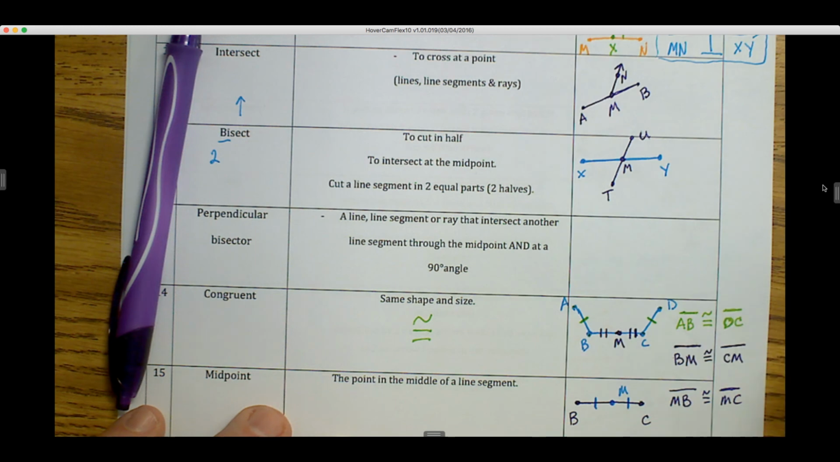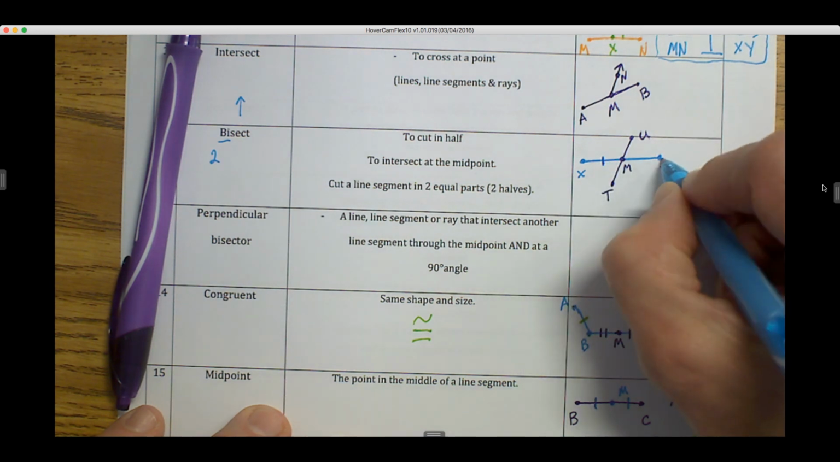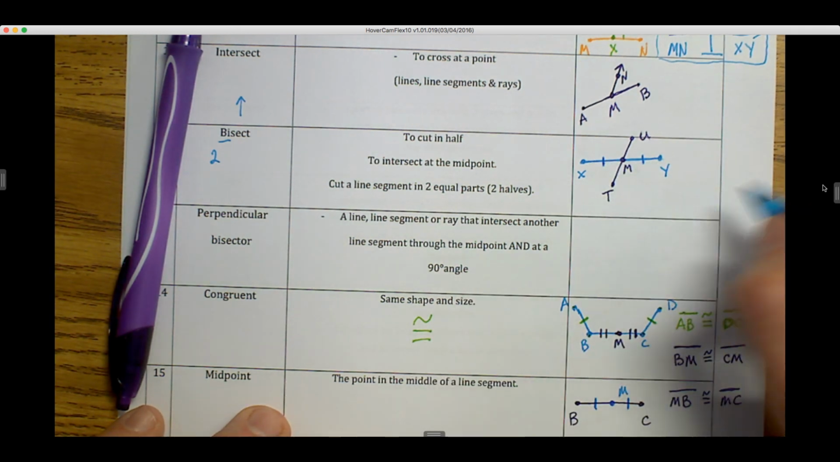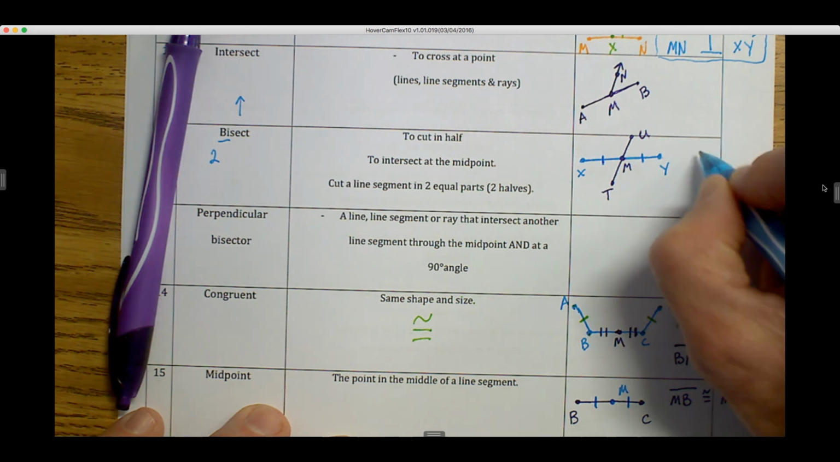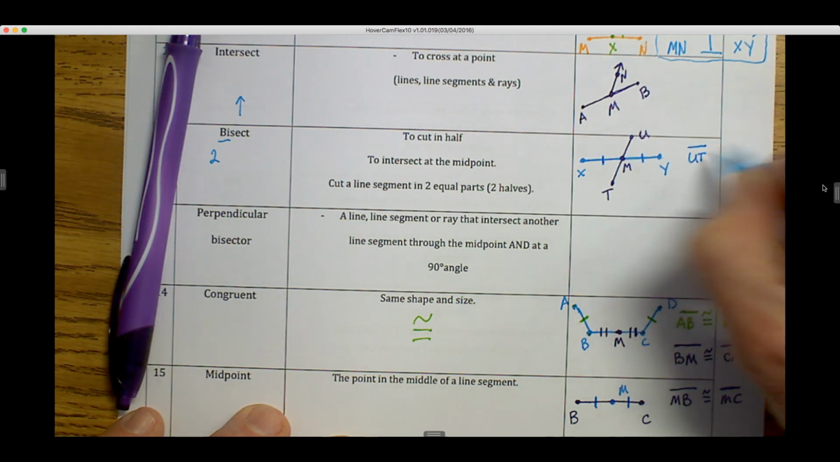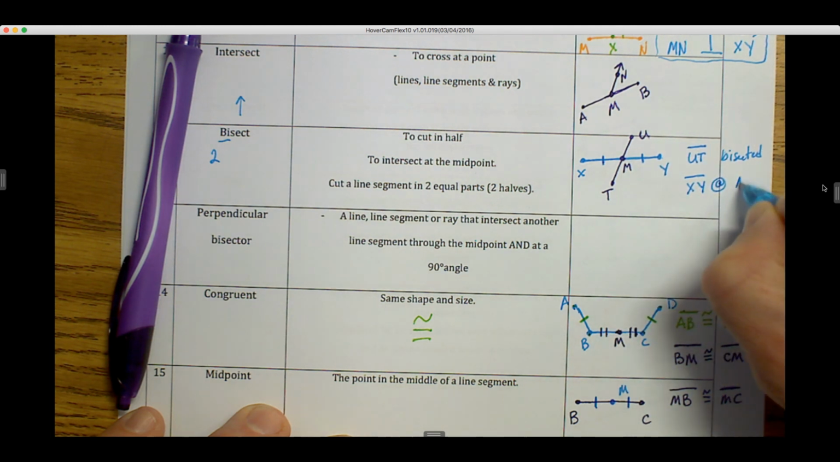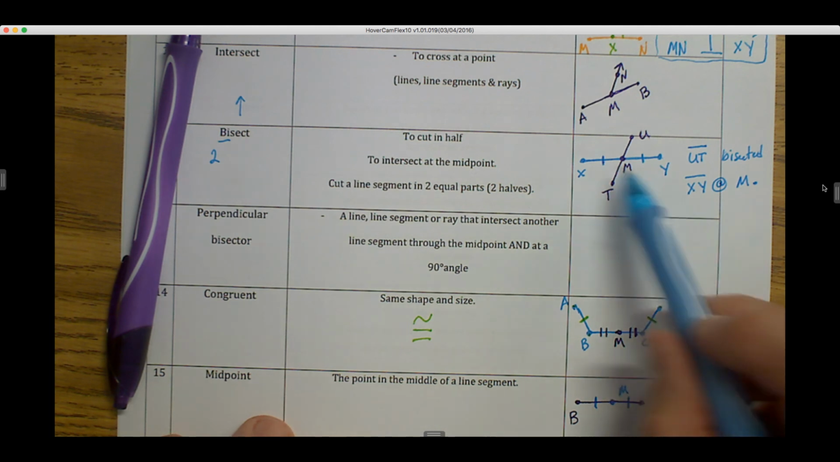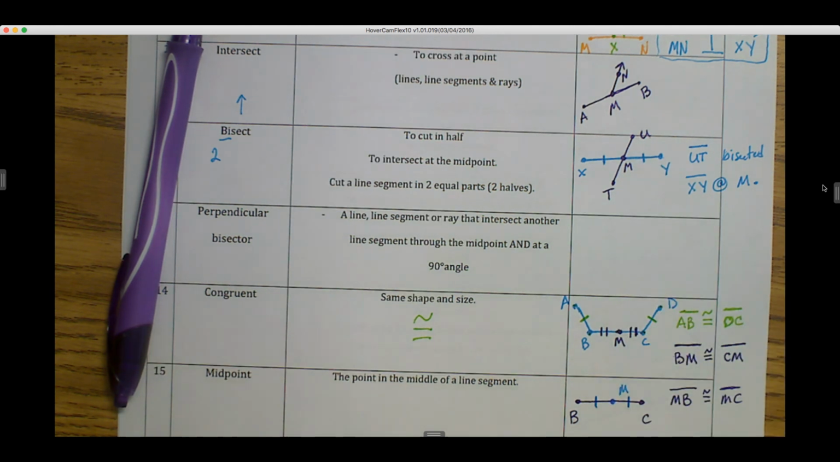So what we could say is, in this, since X to the M and then Y to the M, there's no real notation, but you could say line segment UT bisected line segment XY at M. Okay, and this notation would tell you that TU went through, and you go from there. So that's what it means to bisect, to cut in half.